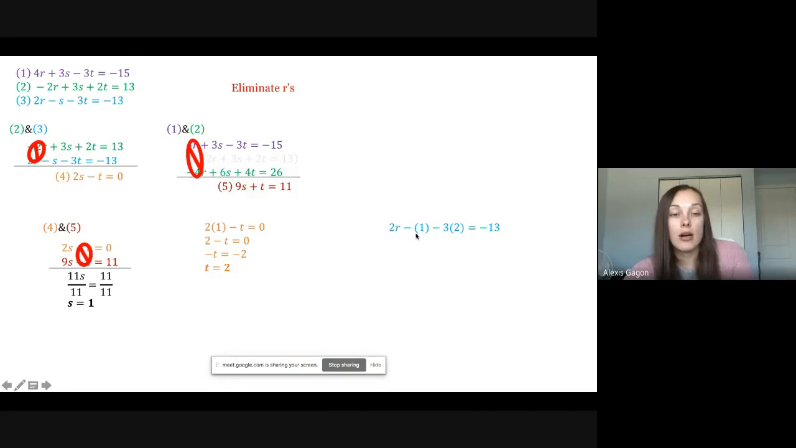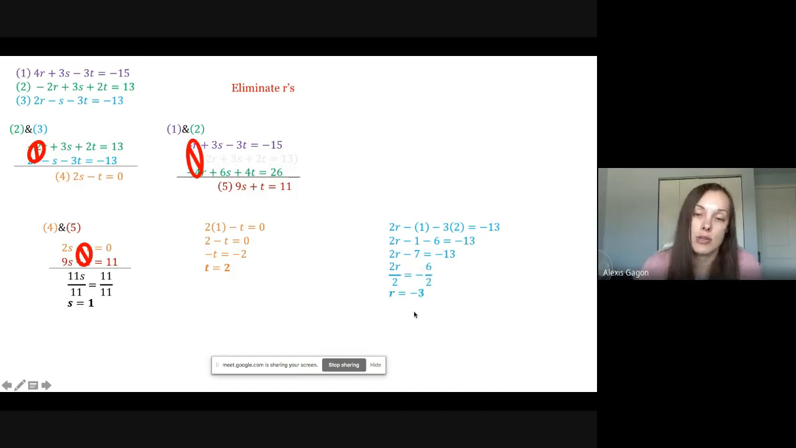But we have 2r minus s, so minus 1, minus 3 times t, so times 2, equals negative 13, which is 2r minus 1 minus 6 equals negative 13. 2r minus 7 equals negative 13. Add that 7 over, so you get 2r equals negative 6. Divide by 2, and you get r equals negative 3.